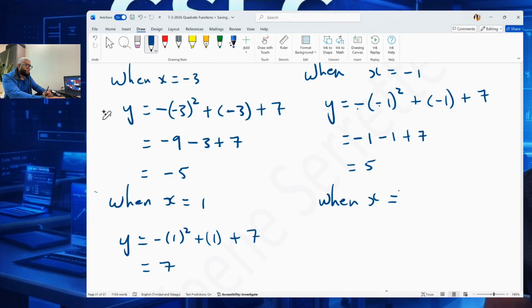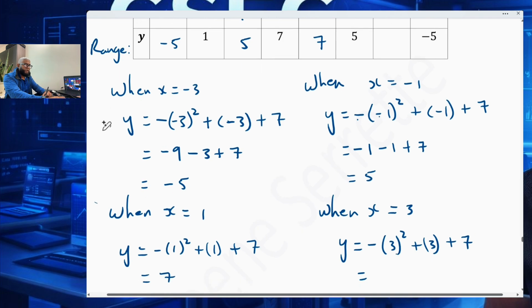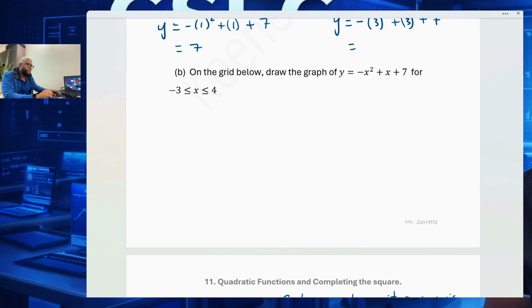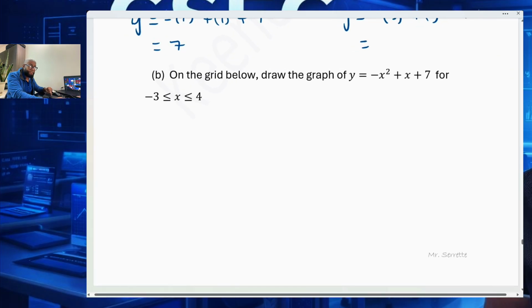X is equal to 3. Y will be equal to negative 3 squared plus 3 plus 7, right? So this will be negative 9 plus 3 plus 7, which will give me 1. Yeah, 1. Proper. Alright? Part B. On the grid below, draw the graph of the quadratic function y is equal to negative x squared plus x plus 7 for negative 3 less than or equal to x less than or equal to 4.